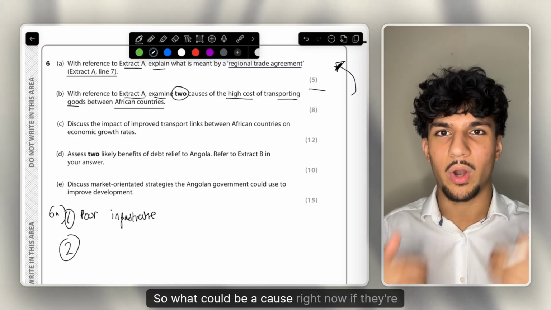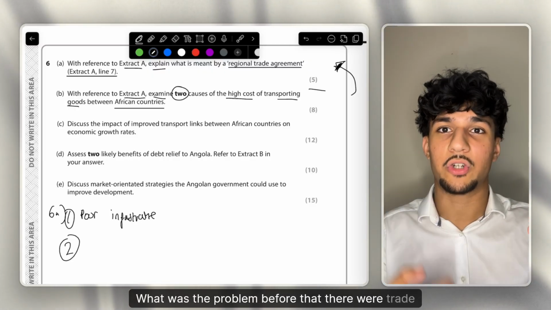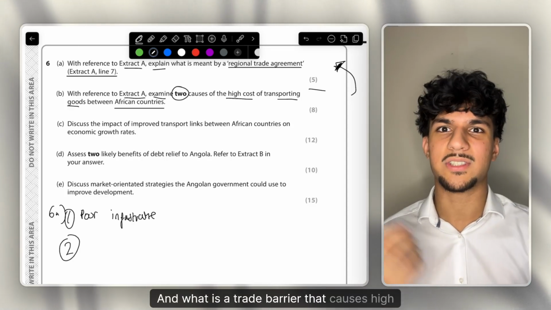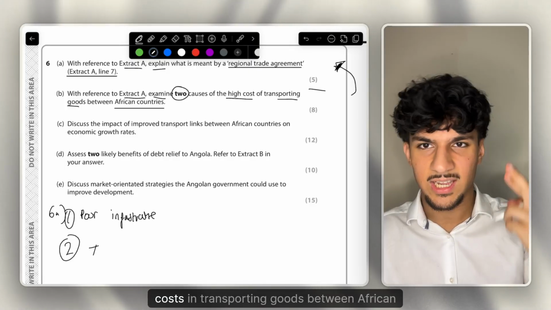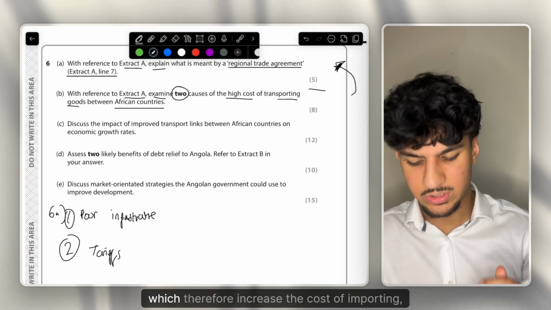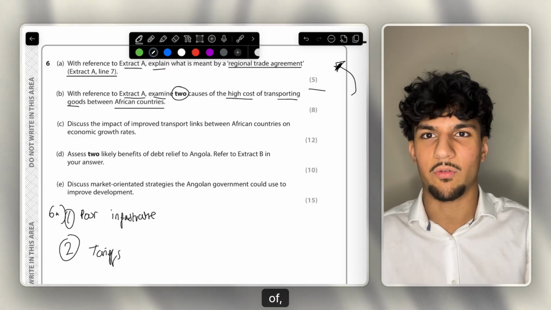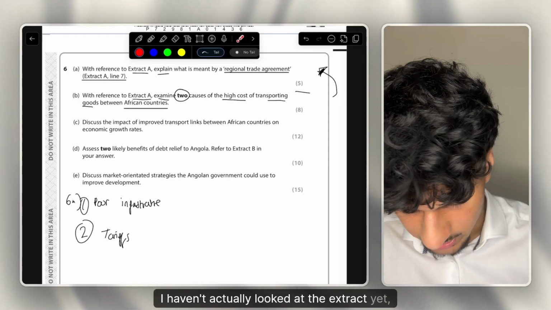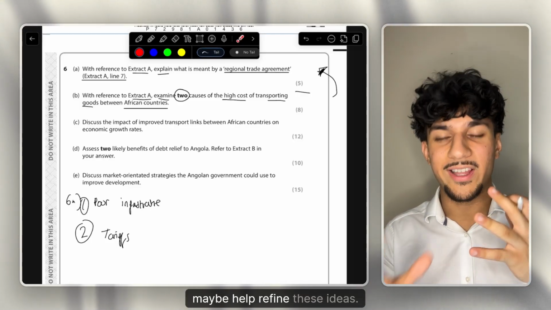So what could be a cause right now? If they're trying to introduce a trading bloc, what was the problem before? That there were trade barriers. And what is a trade barrier that causes high costs? Tariffs. So another reason for the high costs in transporting goods between African countries could be tariffs between countries, which therefore increase the cost of importing, which of course therefore would increase the cost of production. Now, I haven't actually looked at the extract yet, but let's have a look and see what it says, maybe help refine these ideas.